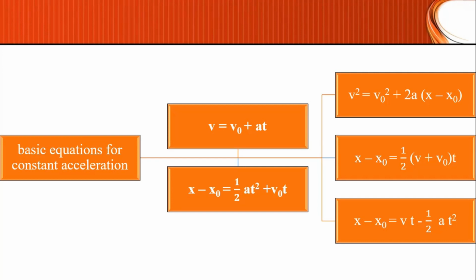These two equations can also be combined in three ways to yield three additional equations. v squared equals v0 squared plus 2a(x minus x0) is the first one. Second is x minus x0 equals 1/2 (v plus v0) times t. And the third one is x minus x0 equals vt minus 1/2 at squared.